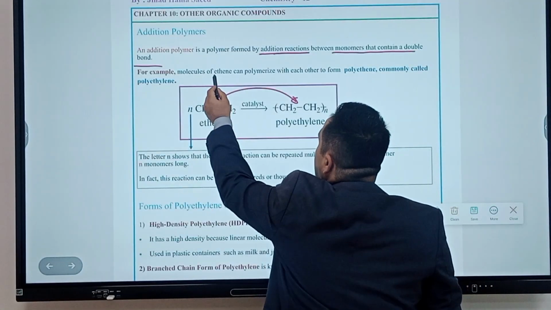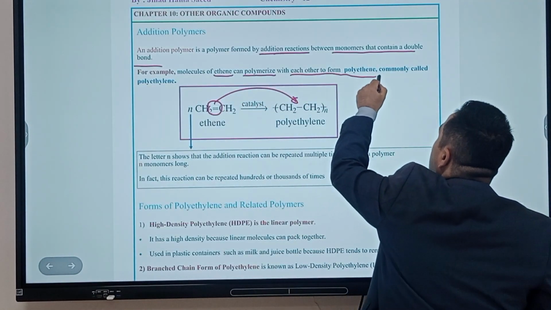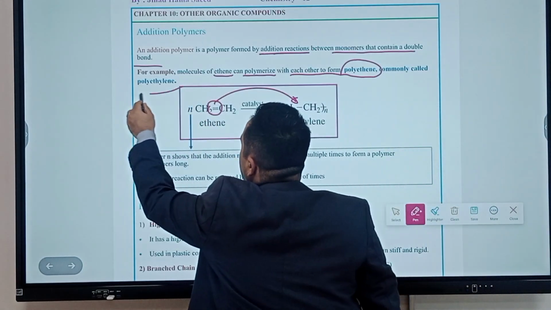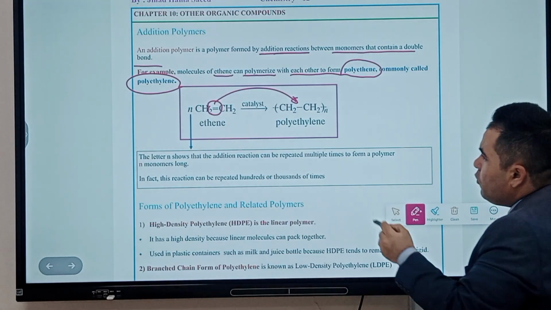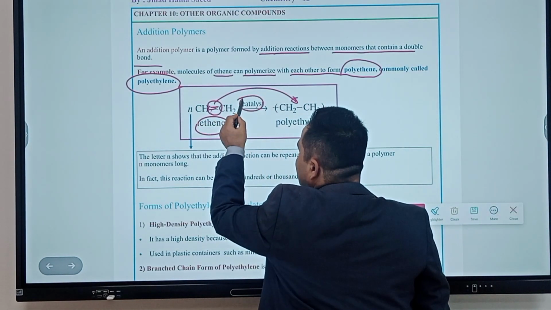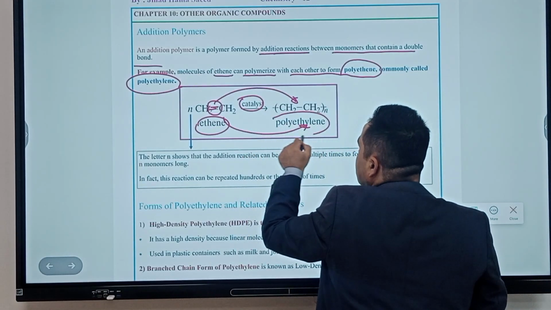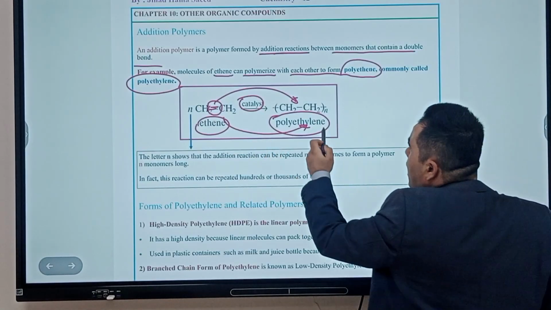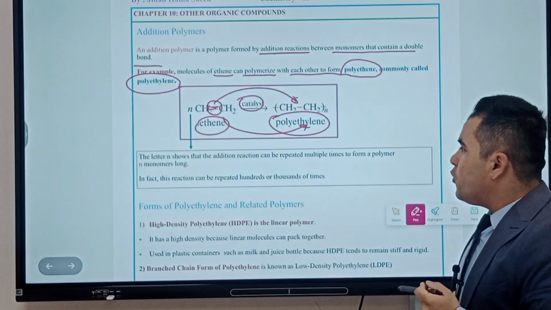polymer. For example, ethene can polymerize with each other to form polyethylene, or commonly called polyethylene. Here we have got ethene, which has a double bond, and under a catalyst, it polymerizes to produce polyethylene, a number of ethylene groups together. The double bond becomes a single bond, so the saturation increases.